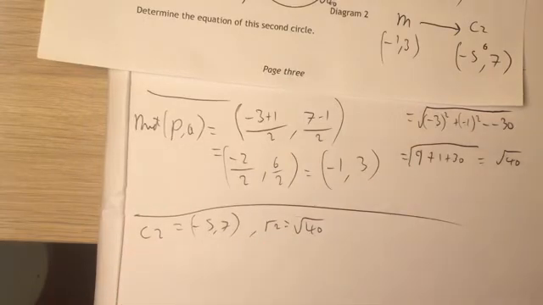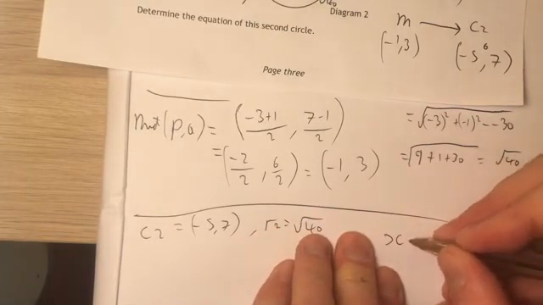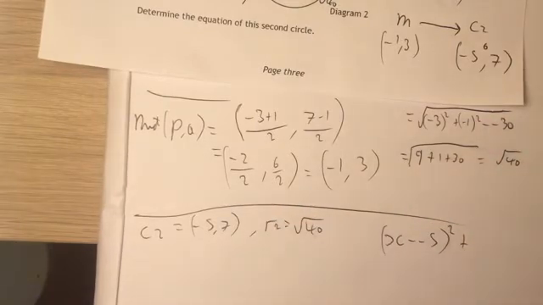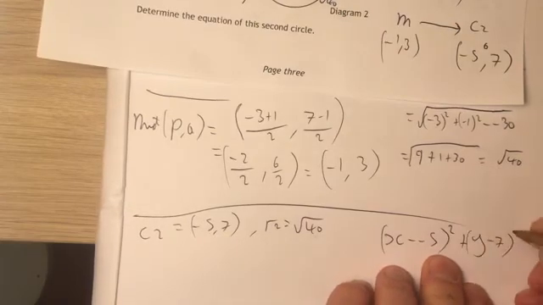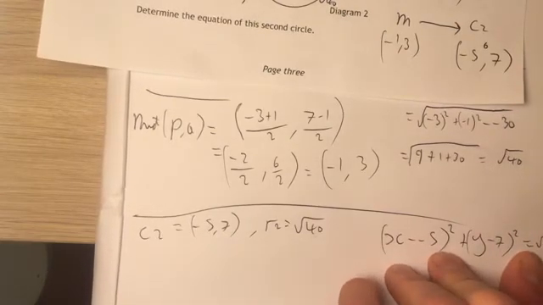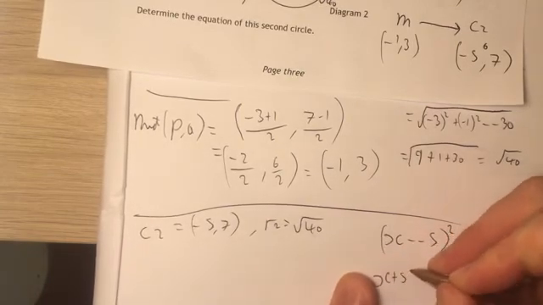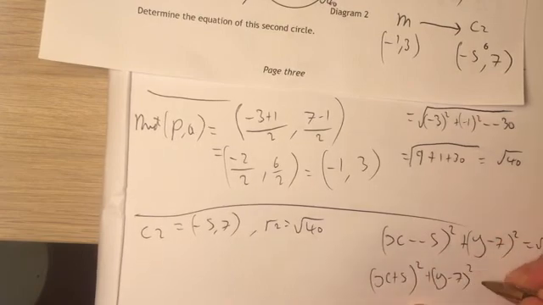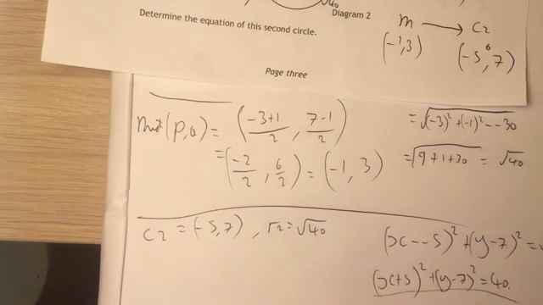Okay? So all we do then, use equation of the circle version 2 from the formula sheet, okay? And we can just write down x plus 5 squared plus y minus 7 squared equals root 40 squared, or in other words, x plus 5 squared plus y minus 7 squared equals 40, and that is a very beautiful equation of the second circle.